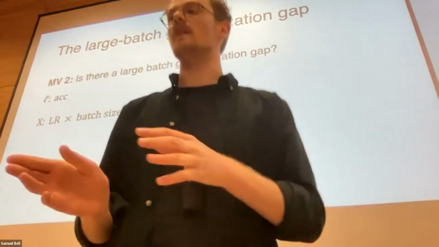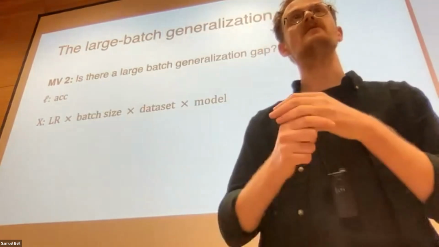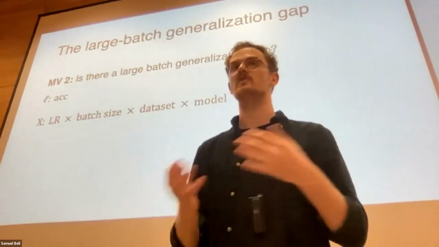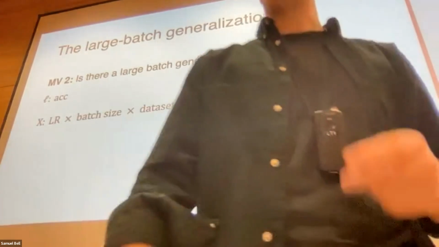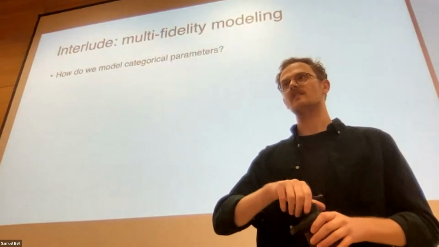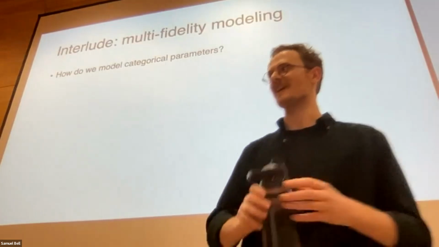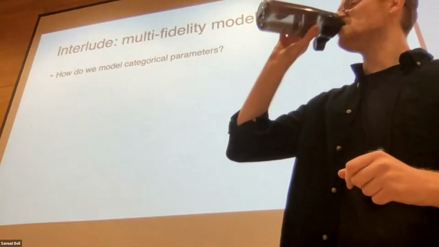There's another thing to say about these parameters, data set and model, and that's that they're categorical, which I guess can present a few challenges when we're setting up a GP model of the space. So the way that we're going to do this is with multi-fidelity modeling, which I think you should be reasonably familiar with. Yeah, okay, some nodding, okay.